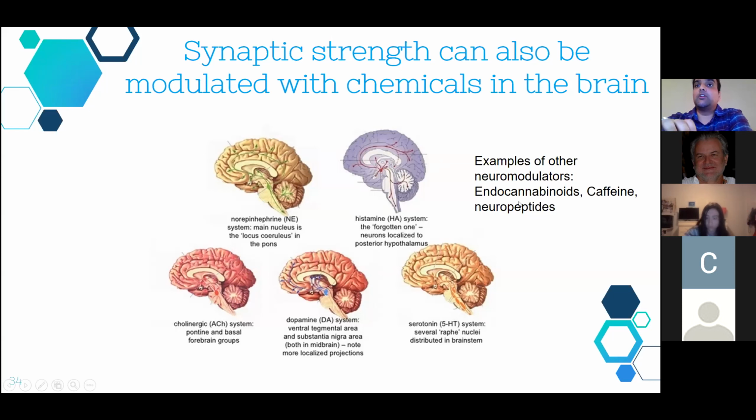There are also other neuromodulators like endocannabinoids, caffeine that we take almost on a daily basis, and neuropeptides that can get released within the brain region and can modulate synaptic strength. So there are these different mechanisms that modulate synaptic strength. But now the thing that we want to understand is how this synaptic strengthening takes place during specific memory formation. So we are still trying to figure out specific mechanisms during memory formation.